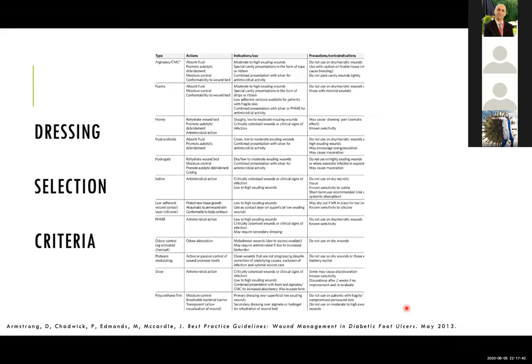And this is dressing selection, and this would take another hour to talk about. We can find alginate when there is a moderate to high exudation wound, then even honey as well. Sometimes we use honey for low to moderate exudation wounds, hydrogels when it's dry or low exudation, iodine as well, or silver, which has an antimicrobial action. But for example, this one, we have to discontinue after 2 weeks if no improvement, and sometimes it can cause sensitivity.